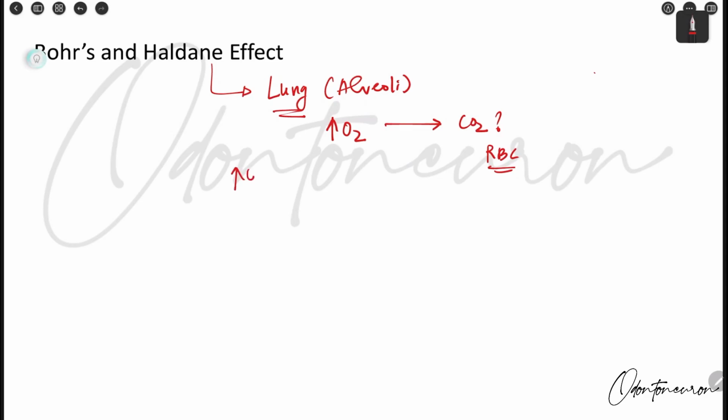Now let's see the mechanism. When there is a high O2 level, there is dissociation of H plus ions. Clear? Now when there is dissociation of H plus ions, it will lead to release of CO2. This is known as Haldane's effect. When there is a high O2 level in alveoli, it promotes CO2 release from RBC.